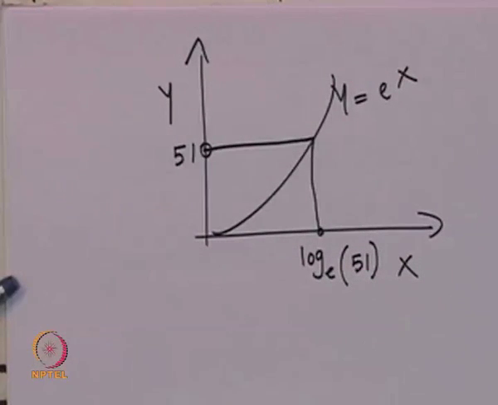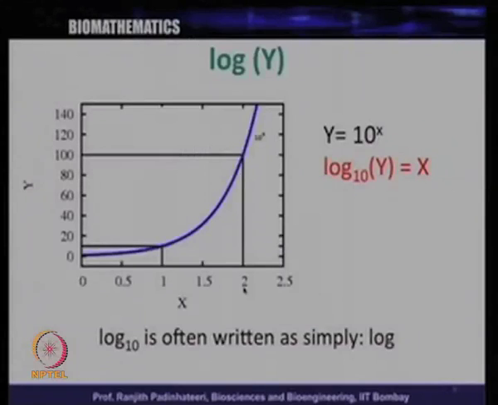So, you can take any curve you want as your base curve: 2 power x, 3 power x, 4 power x, 5 power x. You can take a y value, calculate the corresponding x value, and call it a log to the base of whatever curve you take. So, it could be log to the base 2, log to the base 3, log to the base 4. Most often used are log to the base e and log to the base 10. So, let us look at the next slide here.